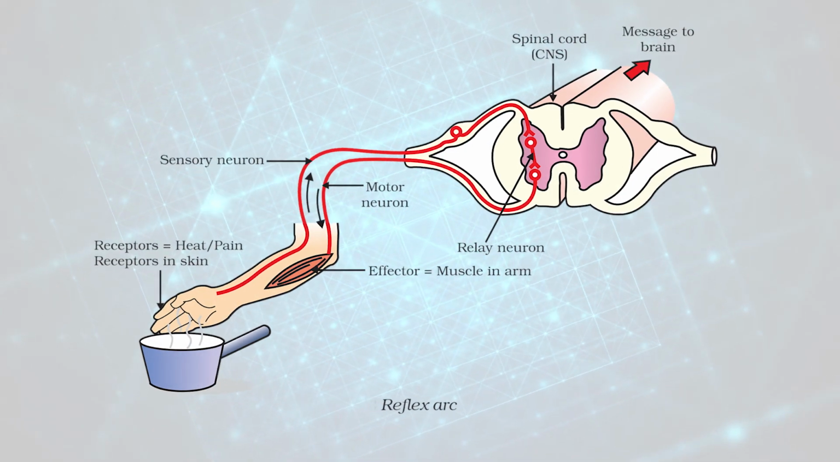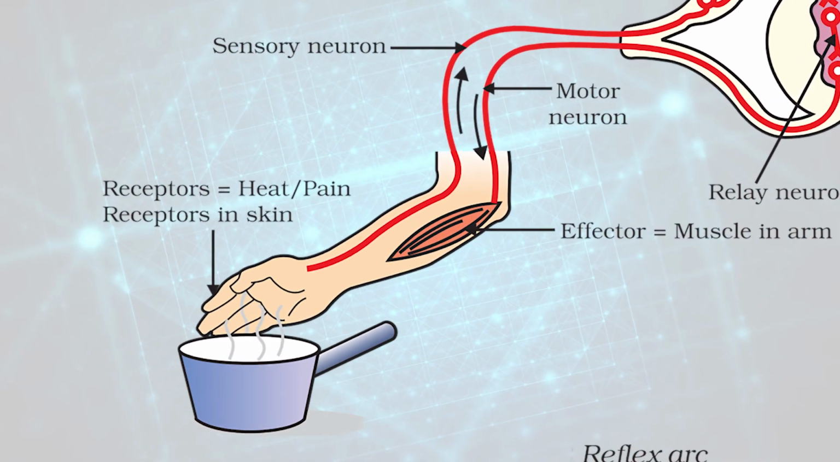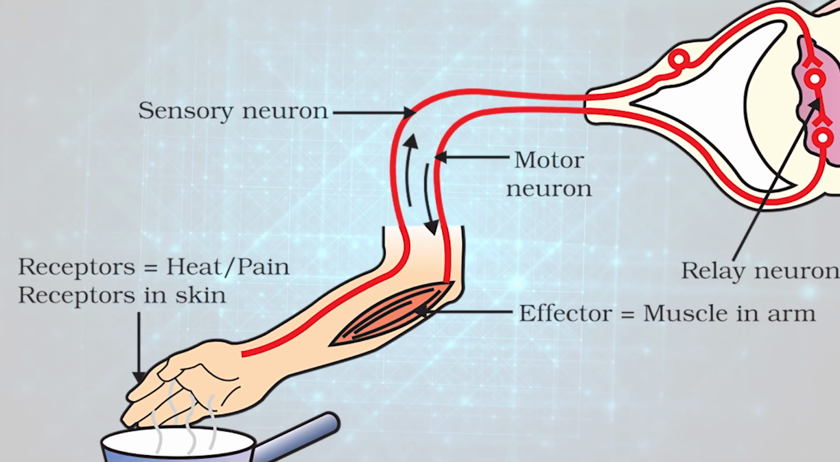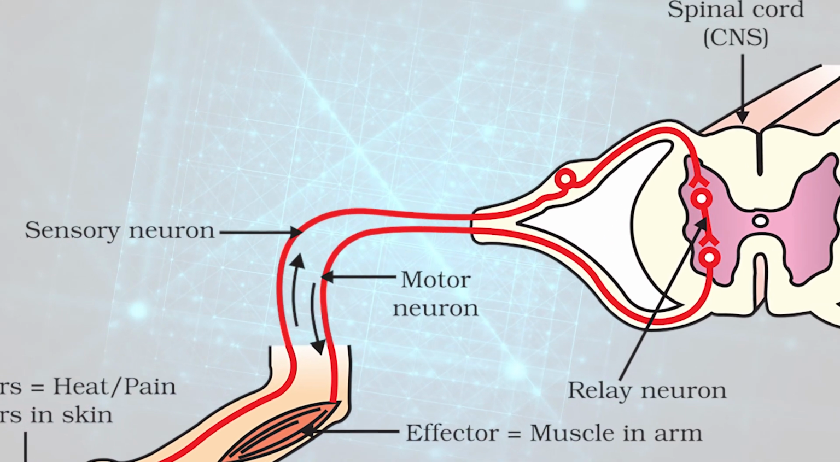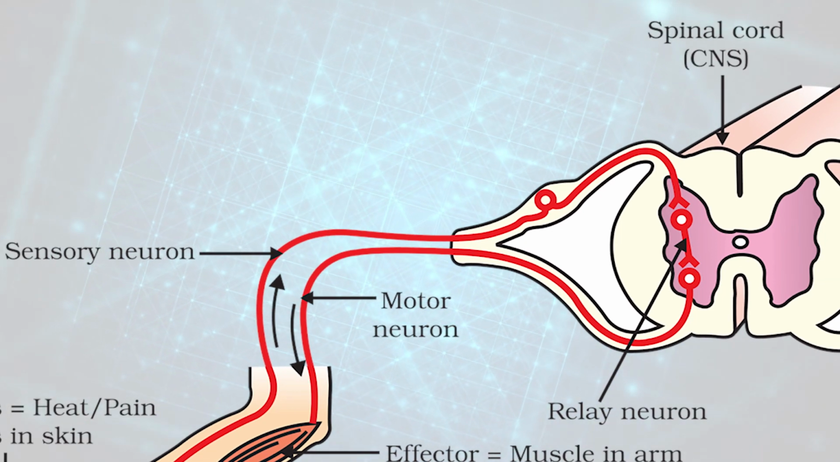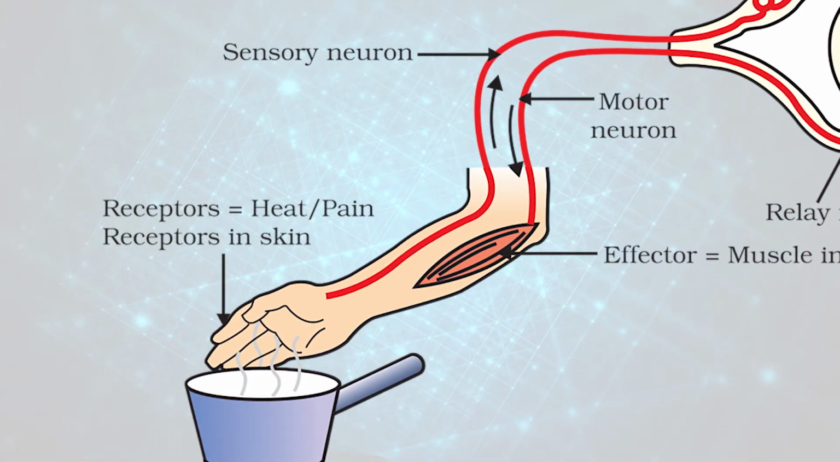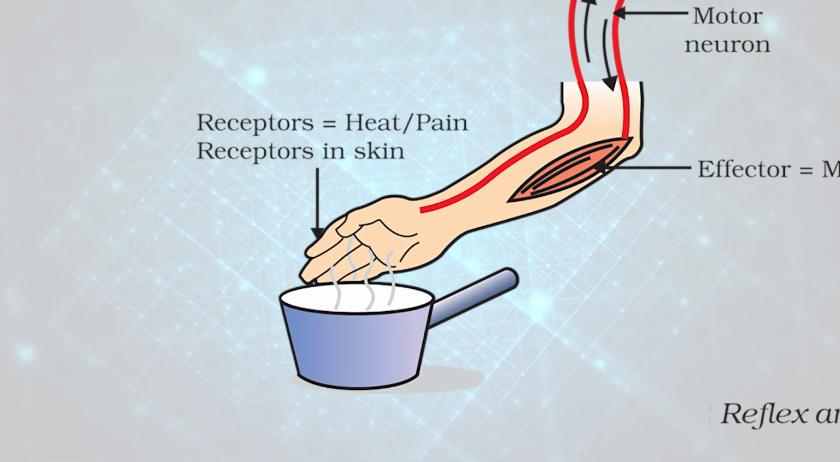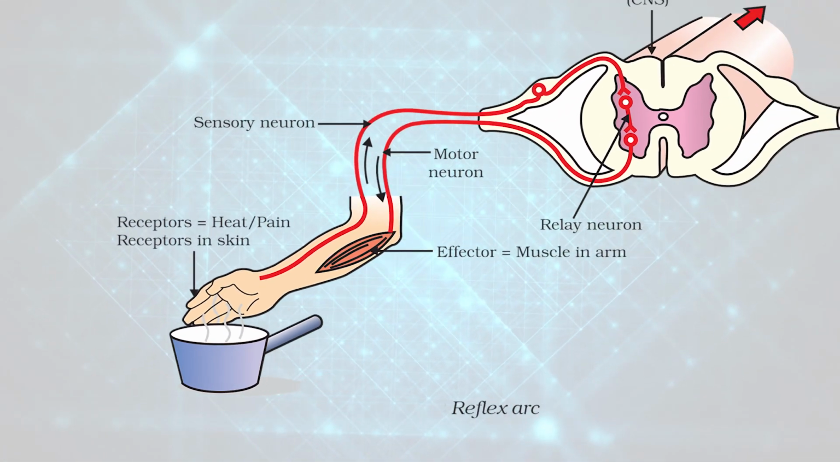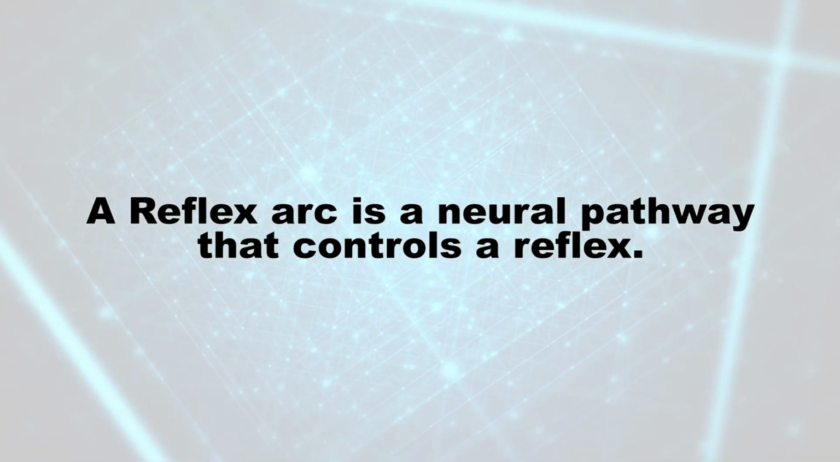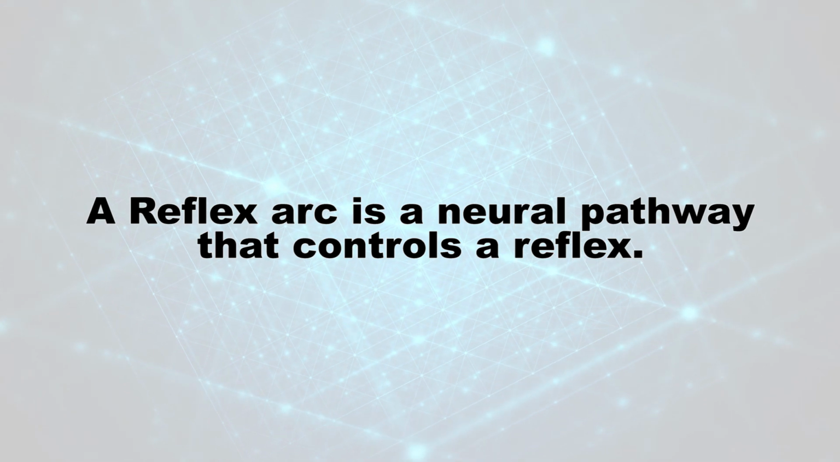Rather than having to think about the sensation of heat, what our body can do is, if the nerves that detect heat were to be connected to the nerves that move muscles, the process of detecting the signal or the input and responding to it by an output action might be quicker. Such a connection is called a reflex arc. In simple terms, a reflex arc is a neural pathway that controls a reflex.